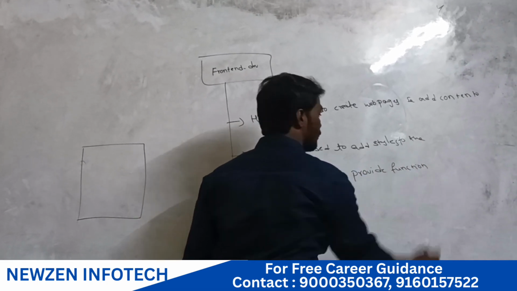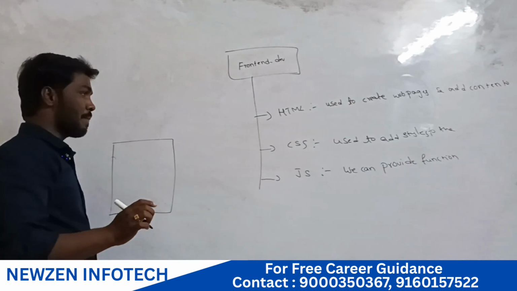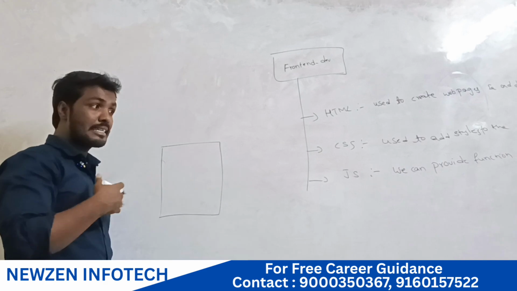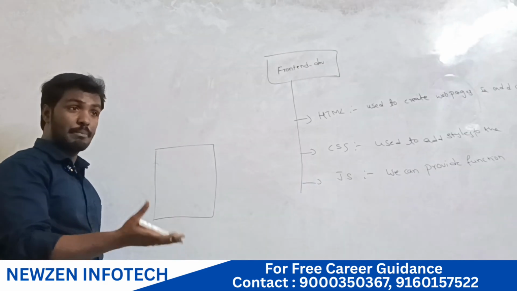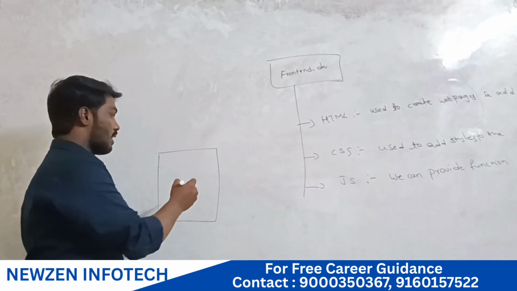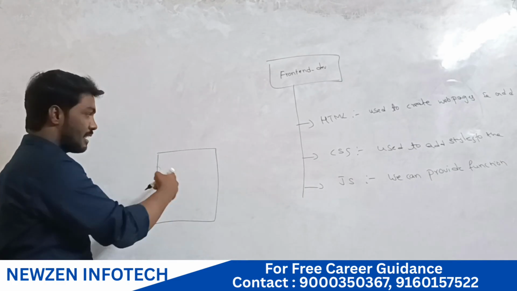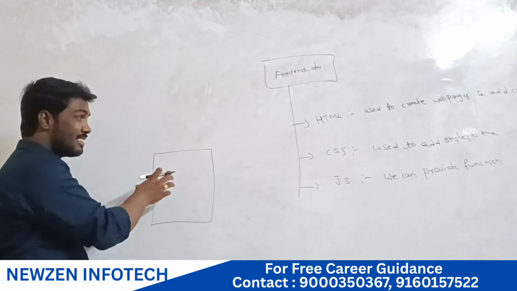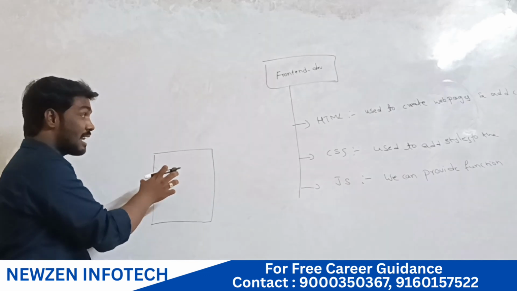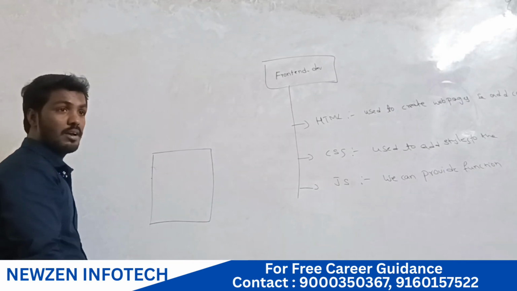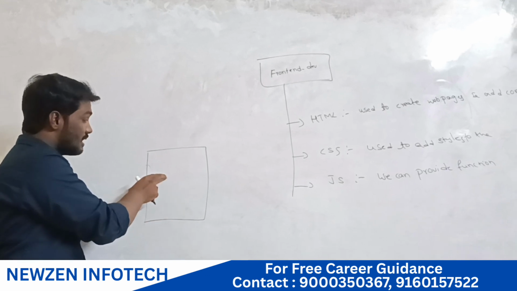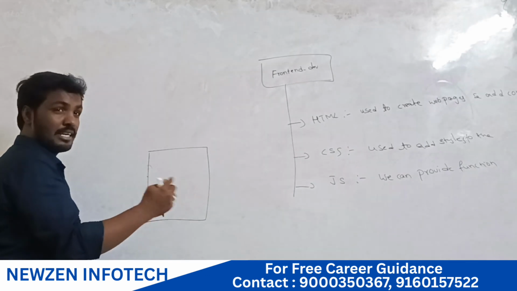For example, observe, I'm constructing one building. I can construct my building with the help of bricks, cement and all. Here this is my building. In this case, the bricks and cement are HTML. Why? Because HTML is the building blocks. So here HTML means bricks and cement.